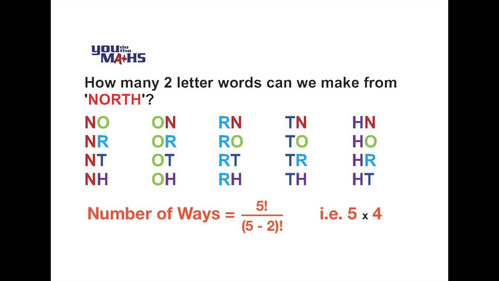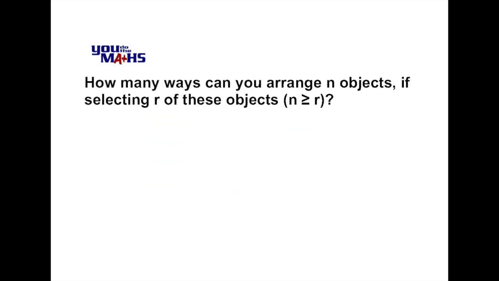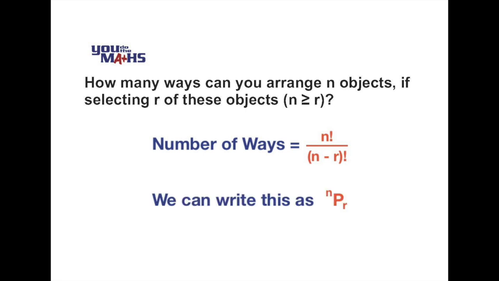So let's look at the general case when we want to select R objects from N objects, just like before we wanted to select 2 from 5. So the number of ways is N factorial, that's the number of possible choices that we've got, and it's divided by N minus R factorial, where R is how many we're actually selecting from the original number of objects. And we can write that as a formula. The P stands for permutations, and we write N for the number of objects we're selecting from at the top, and R being the number of objects that we actually want to select.